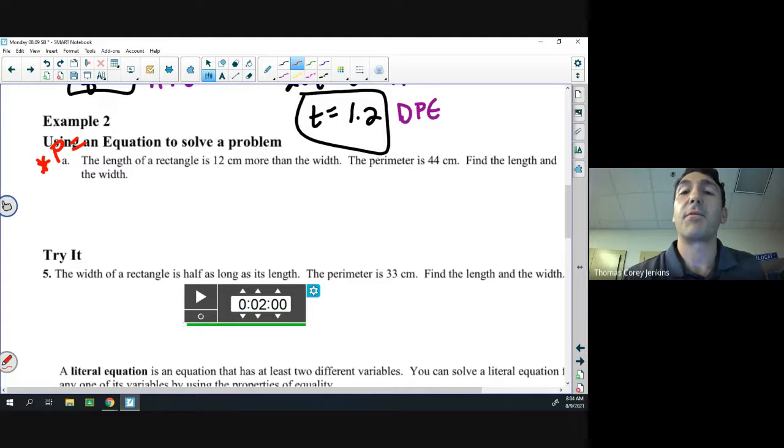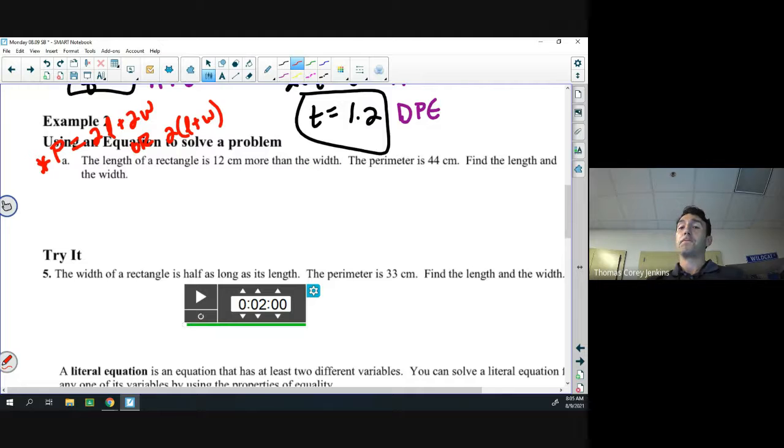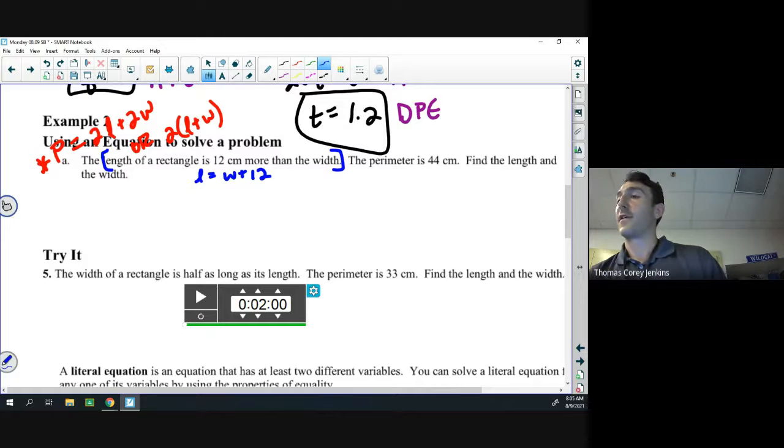So you could say perimeter is equal to 2L plus 2W, or you could use 2 times the quantity L plus W. Either one, okay? Once we are working with that, then we can substitute in some values. So one value we're going to have to substitute in is this expression for length. It says length is 12 more than the width, so we'd say L equals width plus 12. And then perimeter is 44. That's pretty straightforward. That would just be P equals 44.